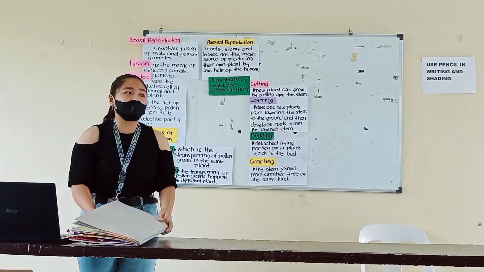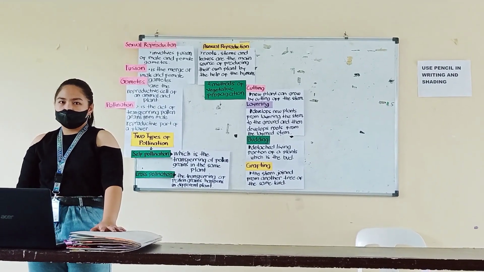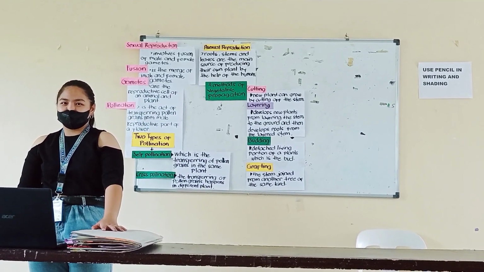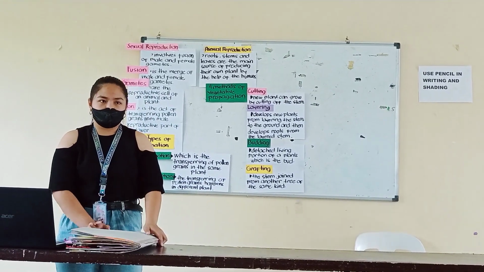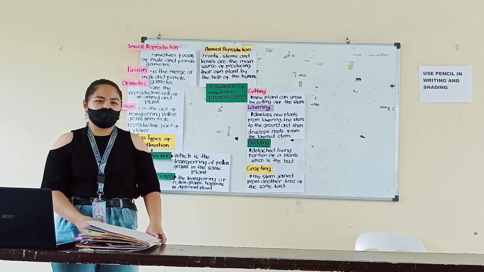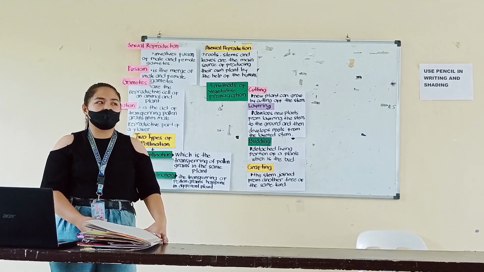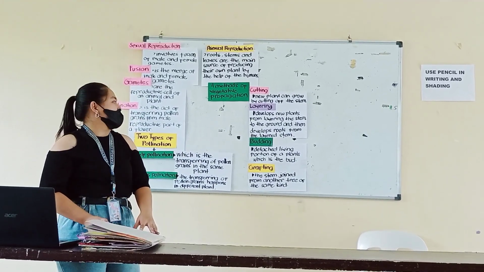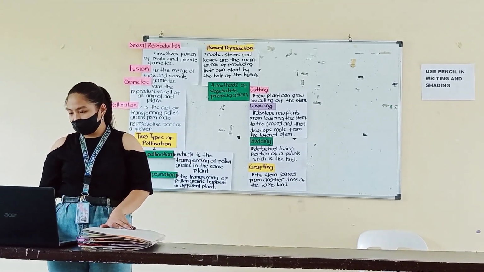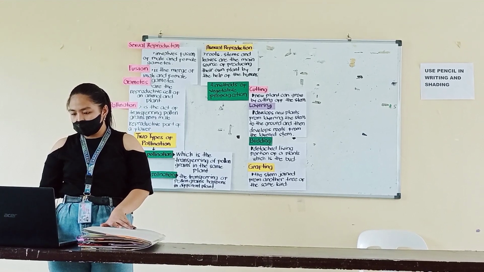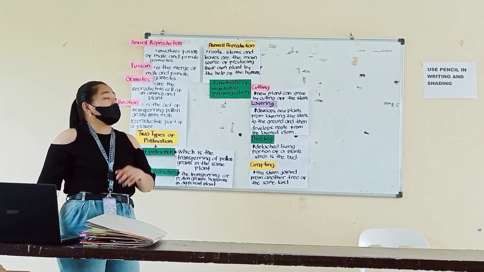Again, what are the four methods of asexual reproduction? Cutting, layering, budding, grafting. Okay. When we say cutting, how does it happen? The plant is cut first, ma'am, and then another one will grow. The stem, I mean, the stem, roots, and leaves. Okay? How about in layering? How do they develop a new plant? Layering the stem to the ground and then developing roots from the layered stem. Okay. Not confused? No po.